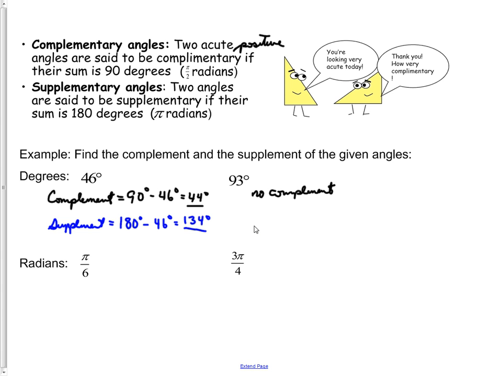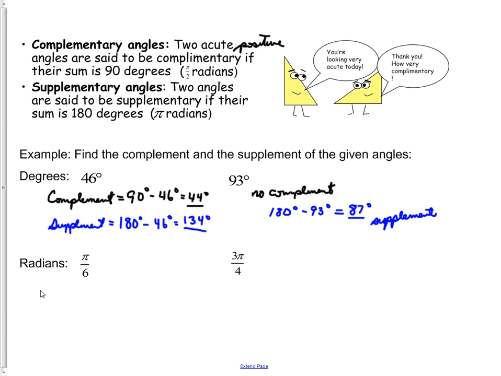But there is a supplement, and a supplement is going to be found by taking 180 degrees and subtracting 93 degrees, and that gives us, that's right, 87 degrees in this case. That is my supplement. All right, in degrees, it's not too hard to see. You can put it in a calculator, not too bad. But what about radians? Well, in radians, the only thing to remember is that we're dealing with pi over 2 and pi for our complements and our supplements.